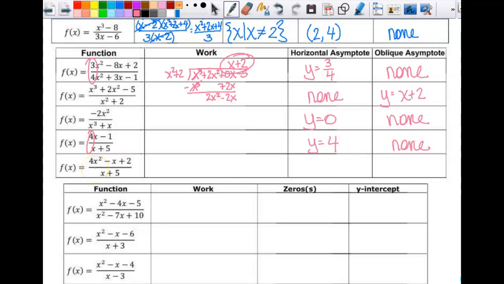Next one is top heavy, so there is no horizontal asymptote, but it's top heavy by 1, so there's a slant asymptote. I can use synthetic division on this, so I'm going to have -5 divide into 4, -1, 2. Bring down the 4, that's -20, -21. Negative 21. Then once I get that, the rest really doesn't matter. This is just y equals 4x minus 21.